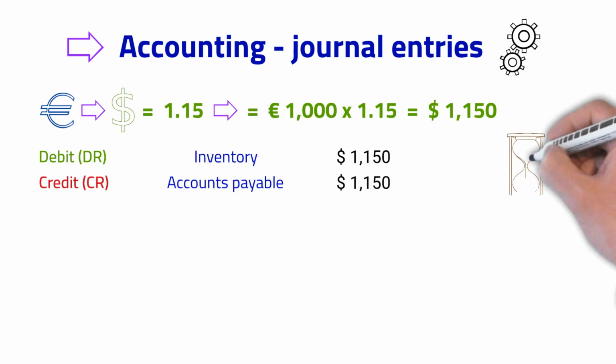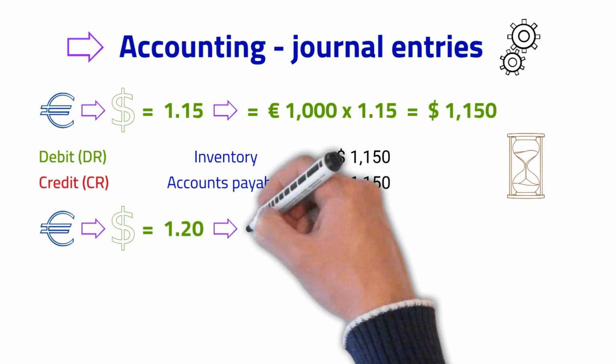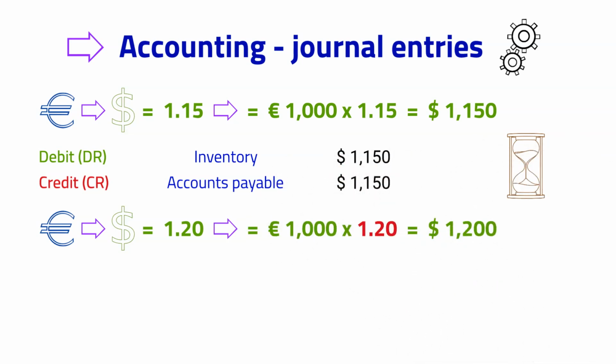What happens when in the end of the year you have not paid yet, but exchange rate is now 1.20? If you paid your supplier now, you would have paid more money in US dollar to fully settle the liability. We need to reflect that in our books. The payable will now be 1200, an increase of 50. This increase is a forex loss. We need to pay more, we lose money. Of course, it can be a gain too, if the exchange rate moves favorably for us.